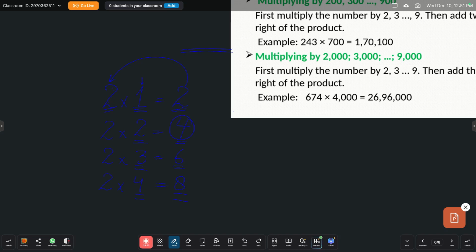For example, here it is 4. 4 is the multiple of 2, when I multiply this 2 by 2. 6 is the multiple of 2, when I multiply this 2 by 3. 8 is the multiple of 2, when I multiply this 2 by 4. So these products, that is 2, 4, 6, 8, these are all the multiples of 2. What are these, beta? These are the multiples of 2.